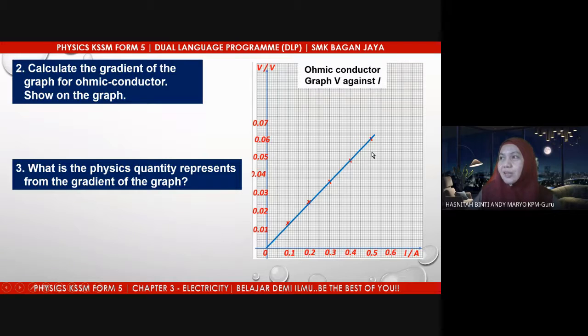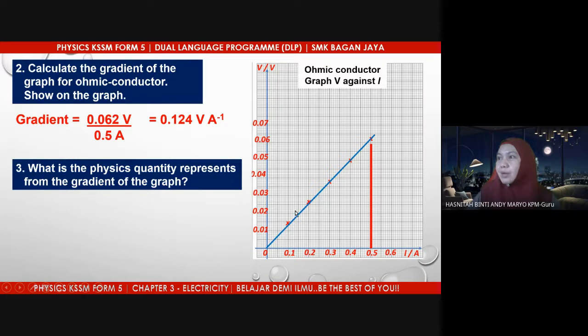So you can take any two points along this line. For example here, it takes the fifth point: number 1, number 2, number 3, number 4, number 5. It took the fifth point, which is 0.062 here, divided by the current 0.5. And here it used the origin, but you can take any other point along this graph. To make it easy, take one point, then go towards the origin, 0, 0. So from here the gradient is 0.124 volt per ampere.